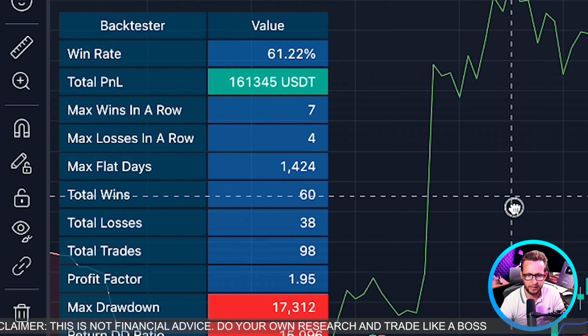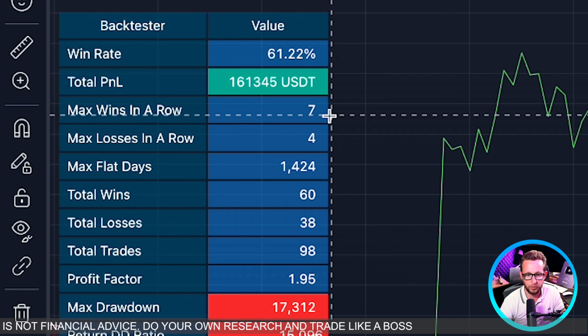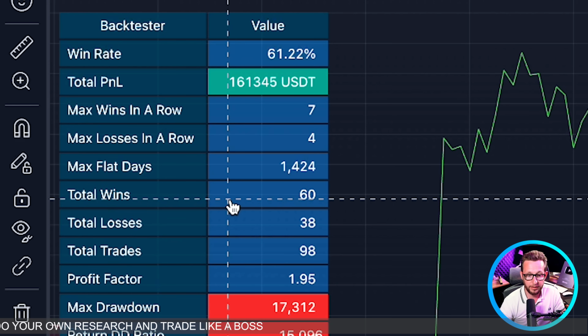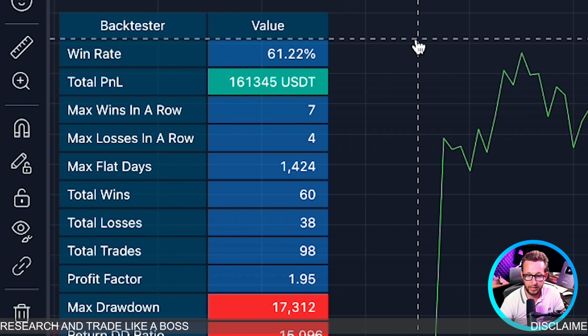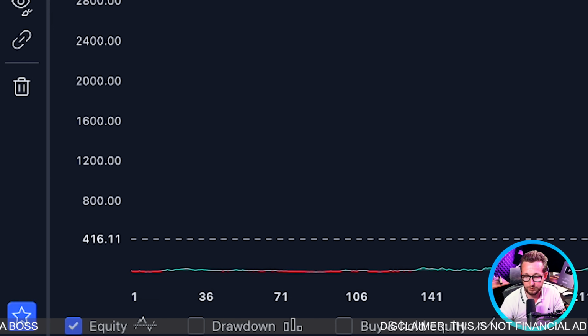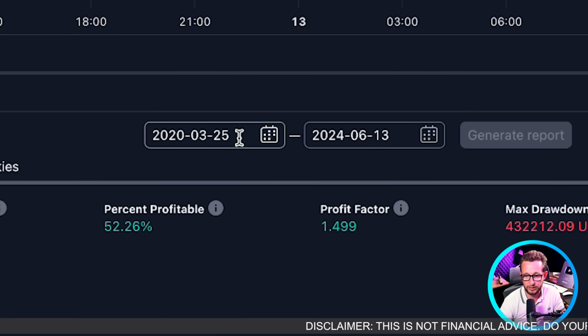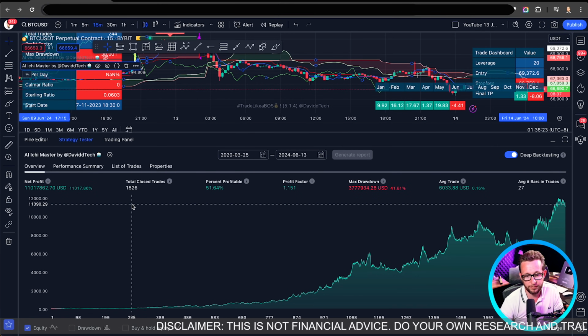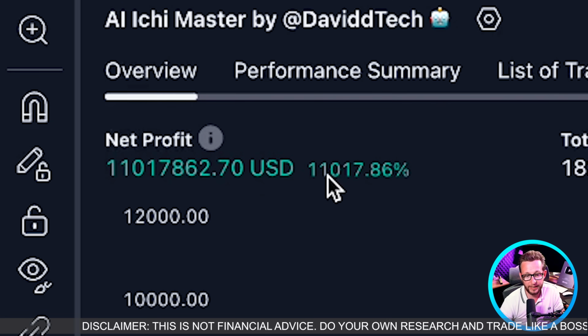Let's have a look at some of these other stats here. Max wins in a row were 7, max losses in a row were 4, total wins were 60, total losses were 38. Obviously this is all the way back to 2023, as this one goes all the way back to 2020.